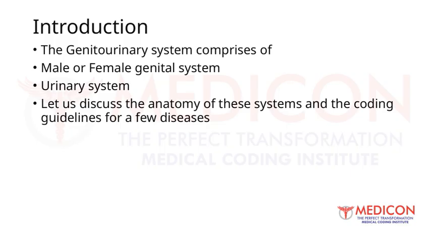This system is quite vital as it includes the male and female genital systems, as well as the urinary system. Understanding its anatomy is crucial because it helps us accurately code various diseases and conditions. Today, we'll explore the structure of these systems and go over some key coding guidelines. By the end of this, you'll see how these guidelines help ensure precise documentation and billing, which is essential for effective healthcare management. So, let's dive into the details of these interconnected systems and their significance in medical coding.